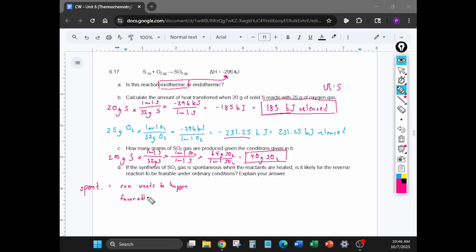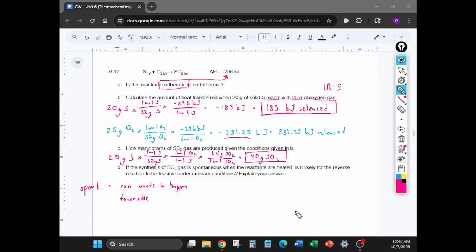Favorable. Okay, so this is a reaction that is favorable. It wants to happen. Okay, an easy example of this is, I always talk about bombs with this unit, but like a bomb, right? You add a little spark to it, and then the reaction wants to blow up, right? That's a favorable reaction. And that's kind of what's happening here. You're adding energy. It says when the reactants are heated, it wants to happen.